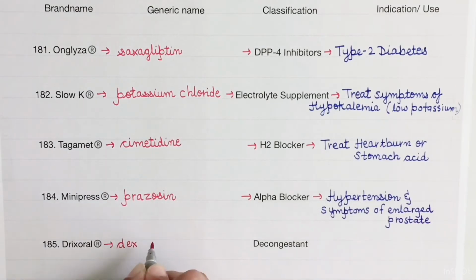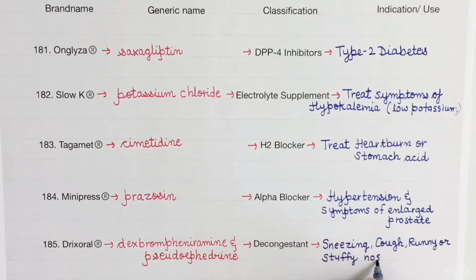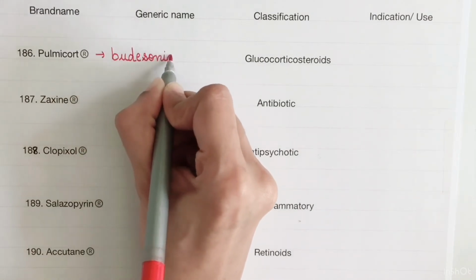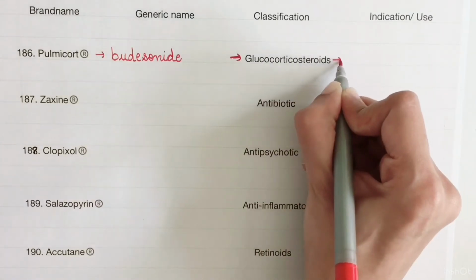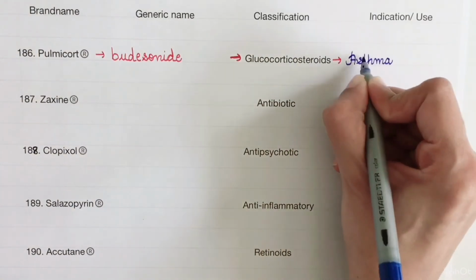185 is Drixoral. Its generic is dexbrompheniramine and pseudoephedrine. Its class is decongestant and it's used for sneezing, cough, runny or stuffy nose, itchy or watery eyes. So 186 is Pulmicort. Its generic is budesonide. Its class is glucocorticosteroids and it's used for asthma.